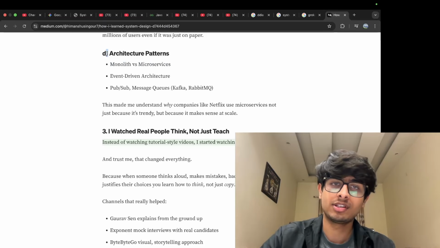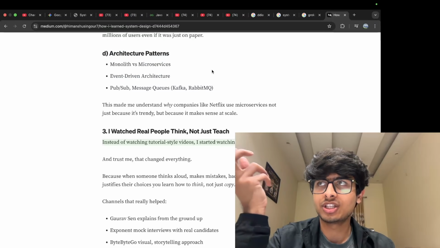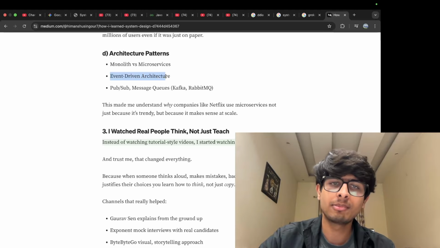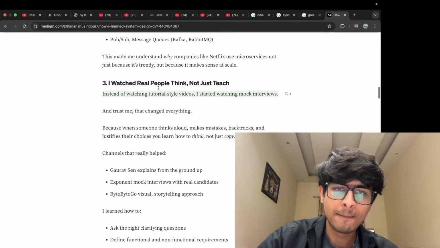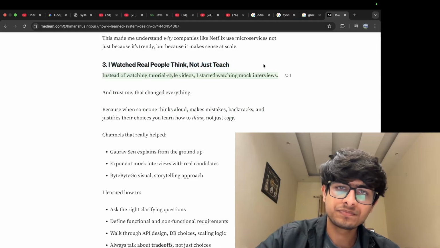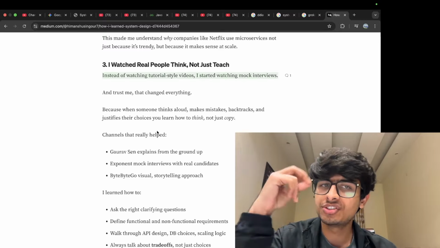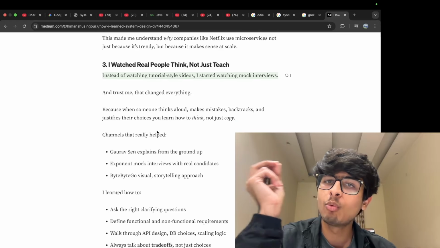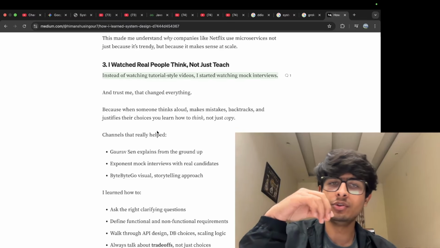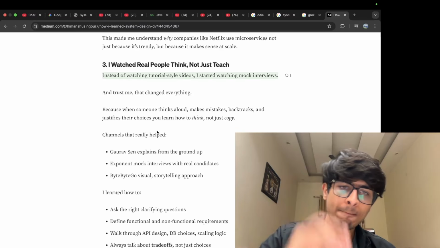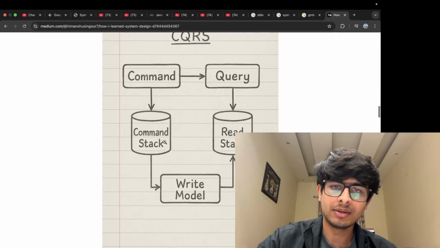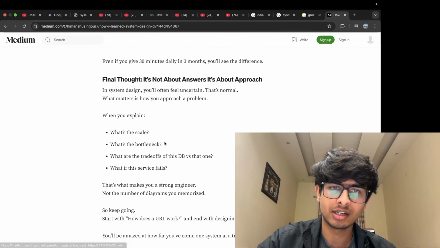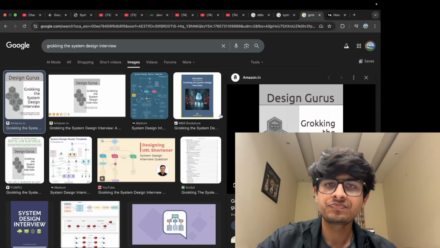This is very important because I guess a little bit of architecture is covered in operating systems, and if you have made some kind of project, I guess you would have come across event-driven architecture. If not, I also don't know exactly what it is. We'll learn. This is a very important point. I watched real people think, not just teach. So instead of watching tutorial style videos, I started watching mock interviews, and this is something which I will do as well. Channels which helped: Gaurav Sen, I came across this, mock interviews, and yeah, so this is it. You can go through this entire blog, really good blog.